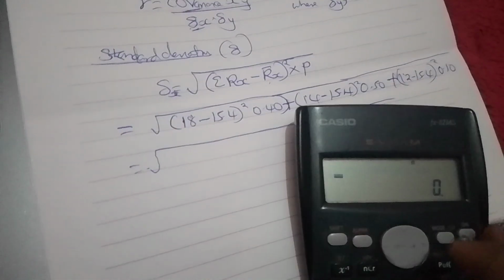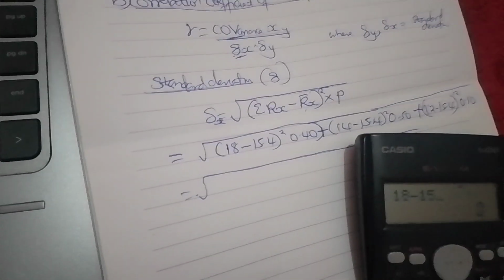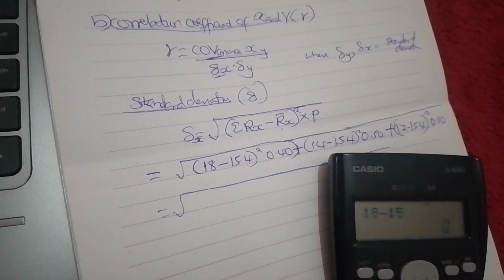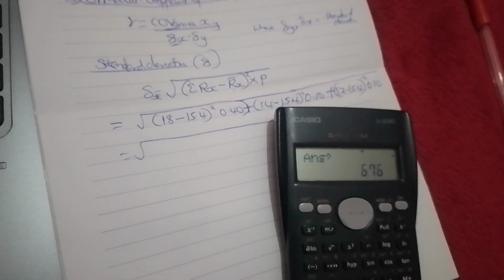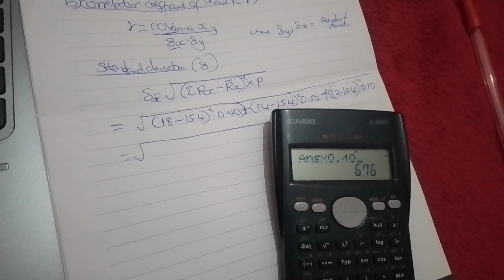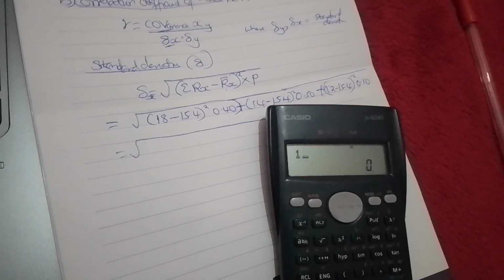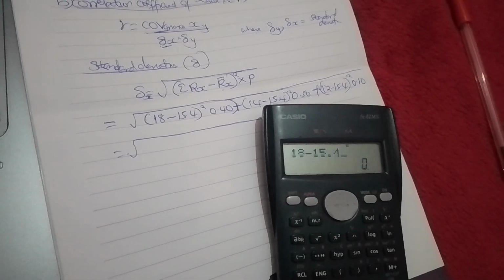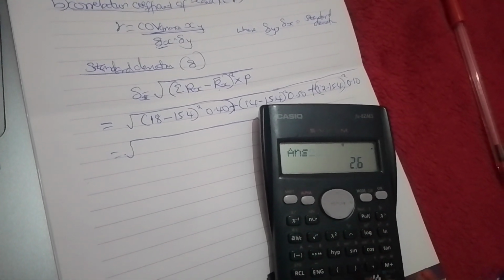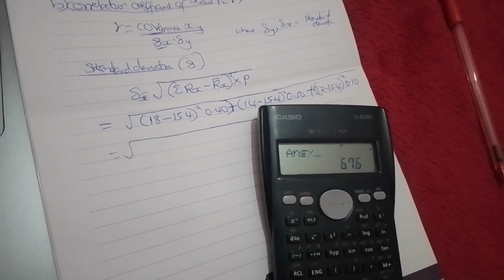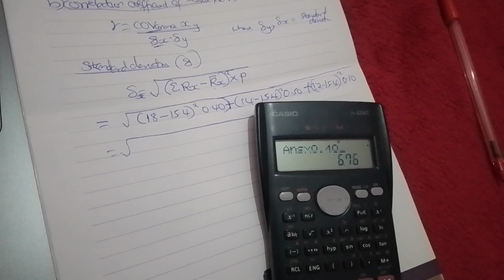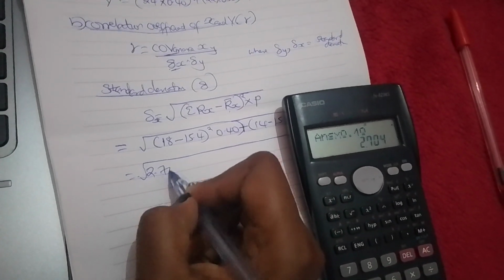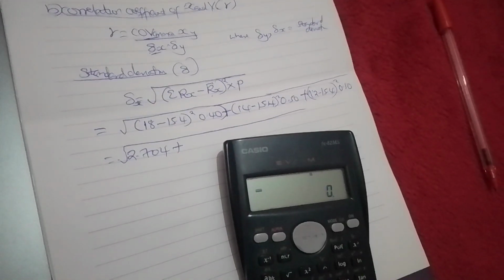So to solve that, we start with the first one. It's going to be 18 minus 15.4. You get the answer, then you square it, then you times with 0.40. So let's repeat again. 18 minus 15.4, you square it, then you times with 0.40. So you're going to get 2.704.